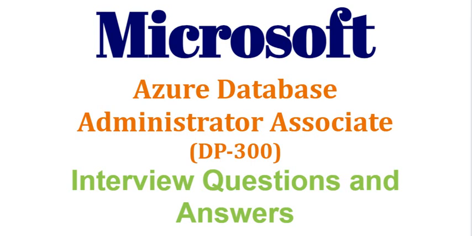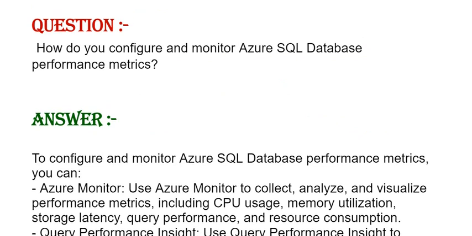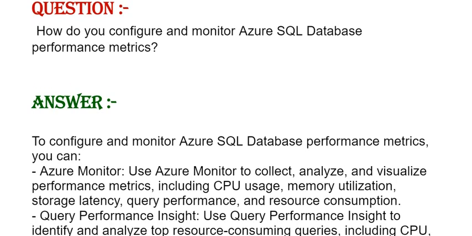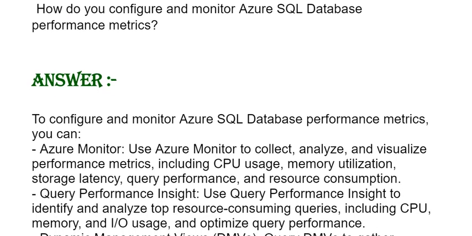The question is, how do you configure and monitor Azure SQL database performance metrics? Your answer should be, to configure and monitor Azure SQL database performance metrics, you can use Azure Monitor. Use Azure Monitor to collect, analyze and visualize performance metrics such as CPU usage, memory utilization, storage latency, query performance and resource consumption. The second one is Query Performance Insight.